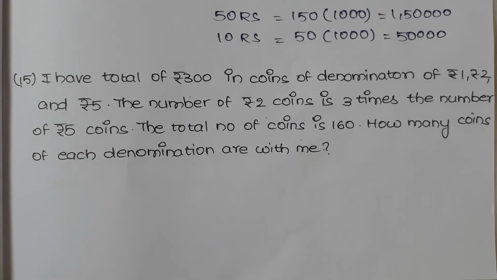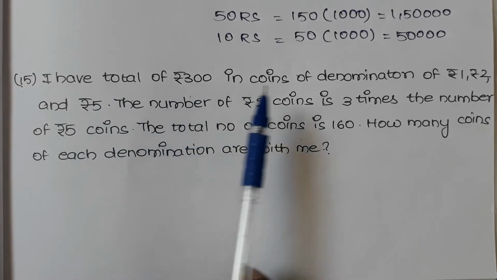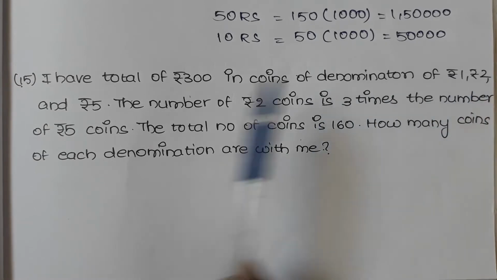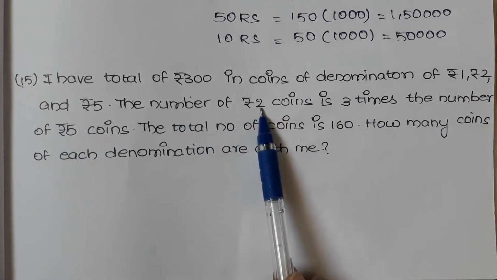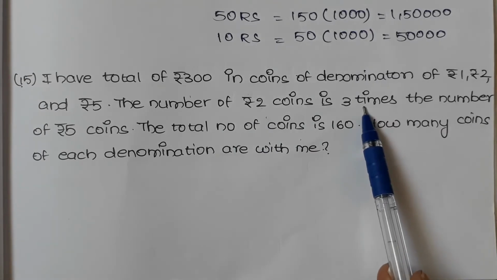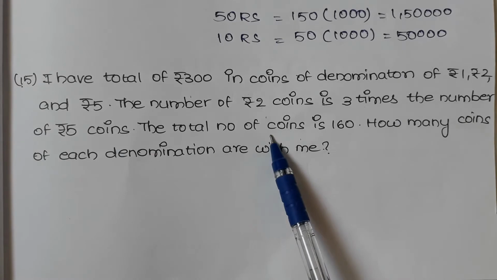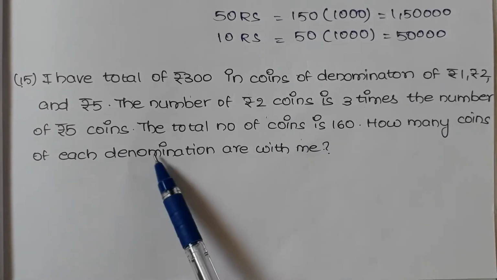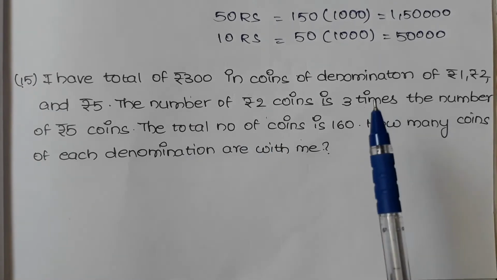Now let us see the 15th problem, that is, I have a total of 300 rupees in coins of denomination 1 rupee, 2 rupee and 5 rupee coins. The number of 2 rupee coins is 3 times the number of 5 rupee coins. The total number of coins is 160. How many coins of each denomination are there with me? Now let us see the solution.